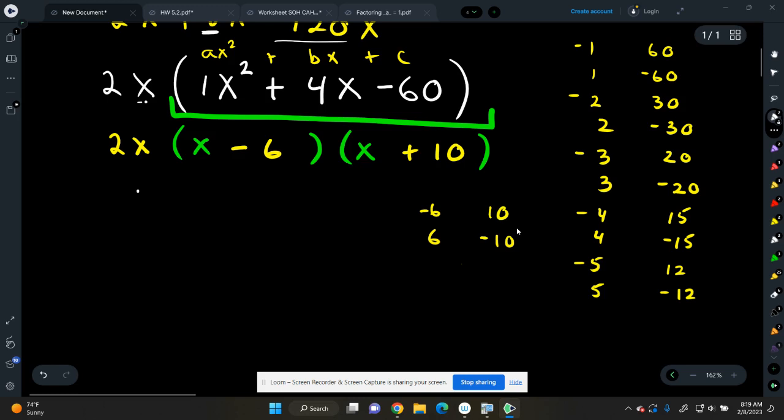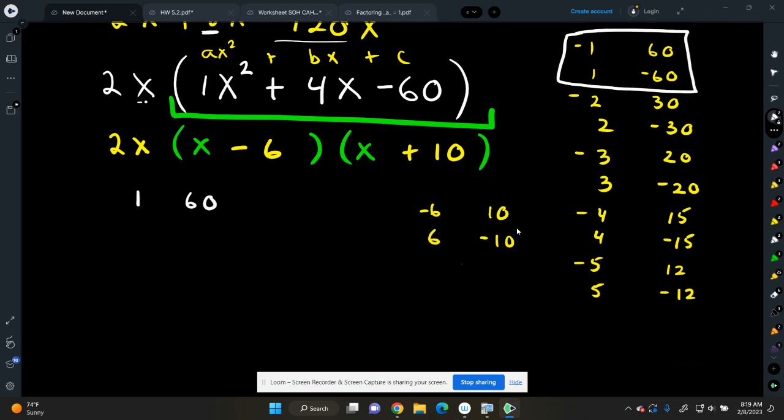So the first factor I listed was 1 and 60. But because it's negative, I listed it twice. Negative 1 and positive 60, or positive 1 and negative 60, right? Negative 1 times positive 60 equals negative 60. Positive 1 times negative 60 equals negative 60. Okay, it needs to add up to 4. Well, these don't add up to 4. So keep going, right? Okay, let's do 2. 2 and 30.